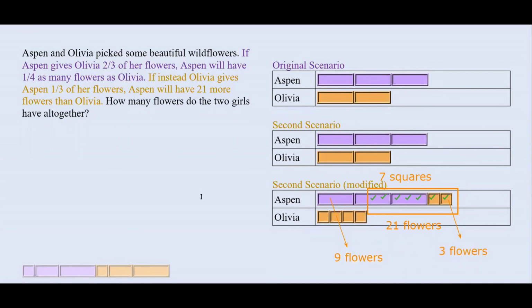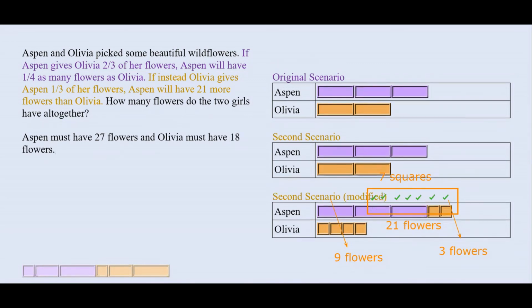I need to find out how many flowers the two girls have altogether. Well, Aspen has 3 parts. Each part represents 9 flowers. So she must have 9 times 3, 27 flowers. So Aspen must have 27 flowers, and Olivia must have 2 times 9 or 18 flowers.